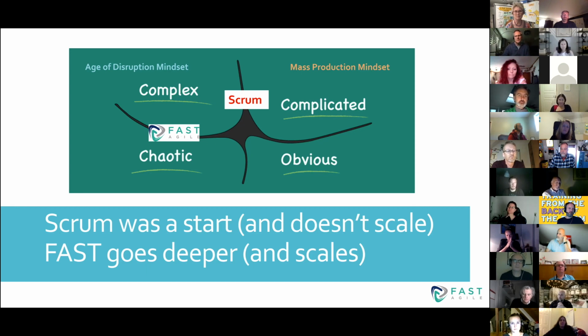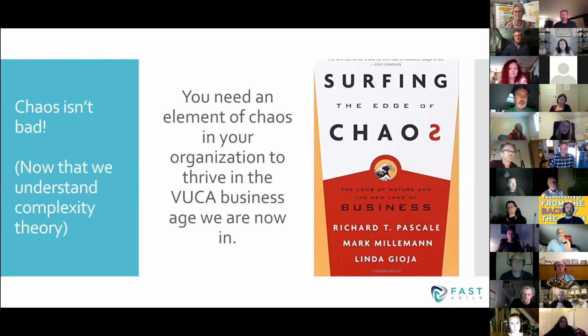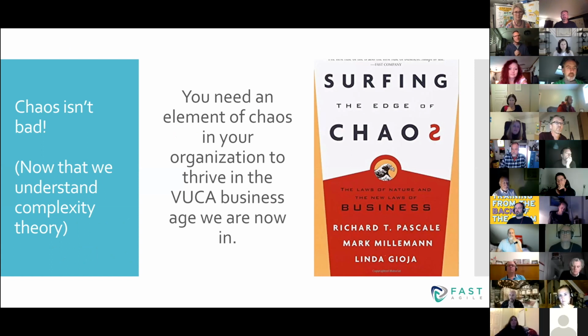And the word chaos, now we understand, chaos theory and complexity theory. Chaos isn't a bad word, right? Chaos is a state that has its own uses and benefits, and you actually want chaos, is what we're finding. So you need an element of chaos, because chaos is actually where ingenuity, new discoveries, that's kind of where that happens in that space. So you really want to be surfing on the edge of chaos. As I started discovering, or researching more, all of these books started coming up.